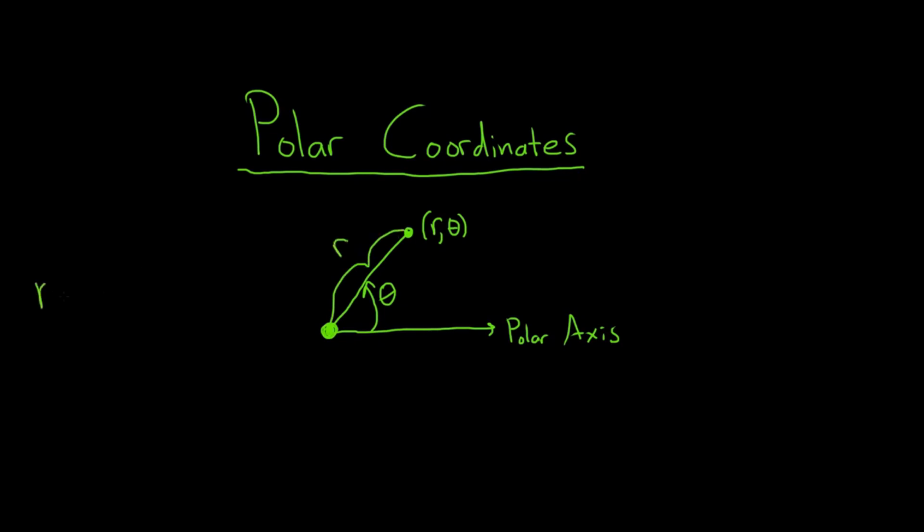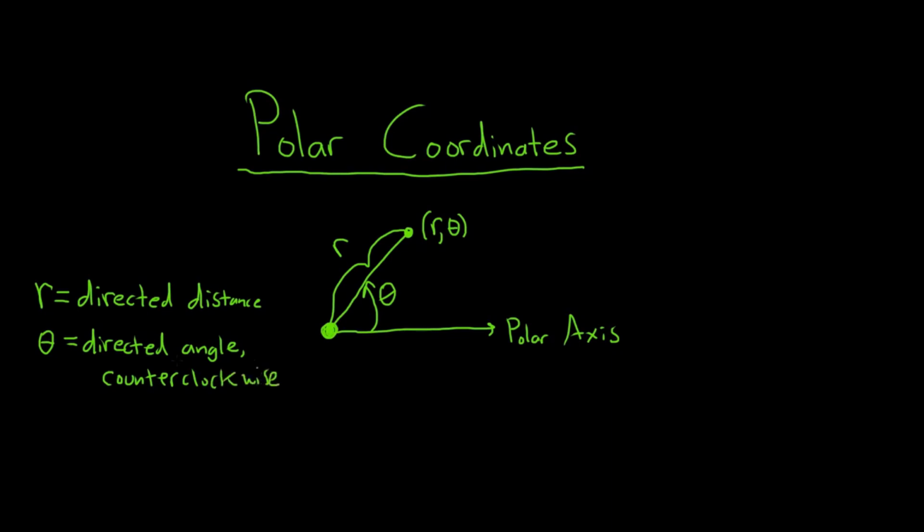So r, it's not just a distance, it's called a directed distance. And we'll do an example shortly so you see what I mean by directed. So r is a directed distance, and theta is a directed angle. So it's an angle, so it does have direction. It's a directed angle, and it's counterclockwise. The default is counterclockwise.